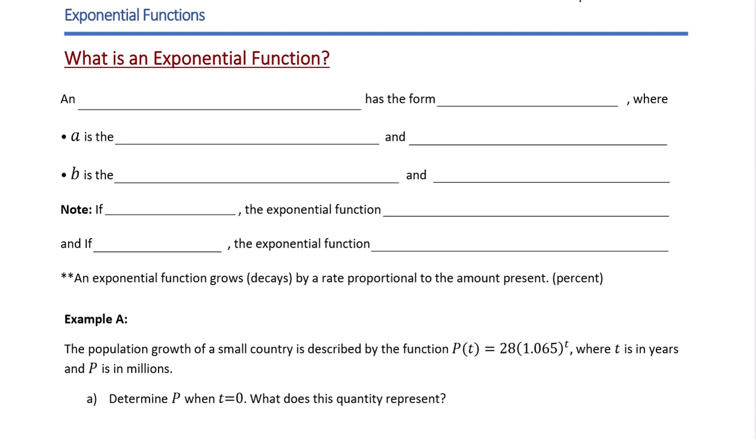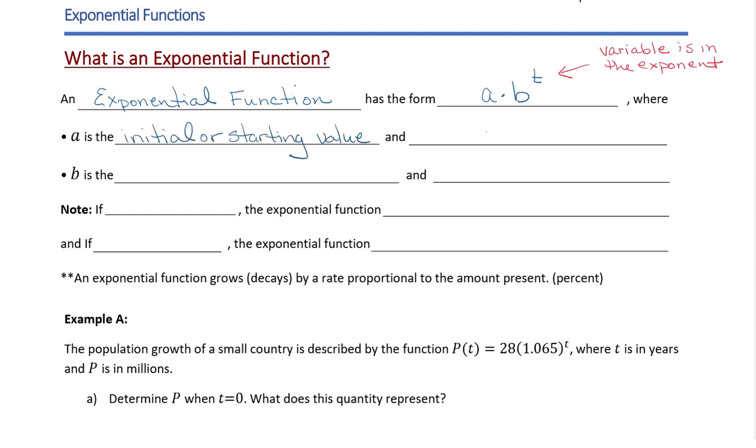Now we're looking at exponential functions. An exponential function has the form a times b to the t. Notice the variable is in the exponent. In this format, the a is the initial or starting value, and a has to be greater than 0.